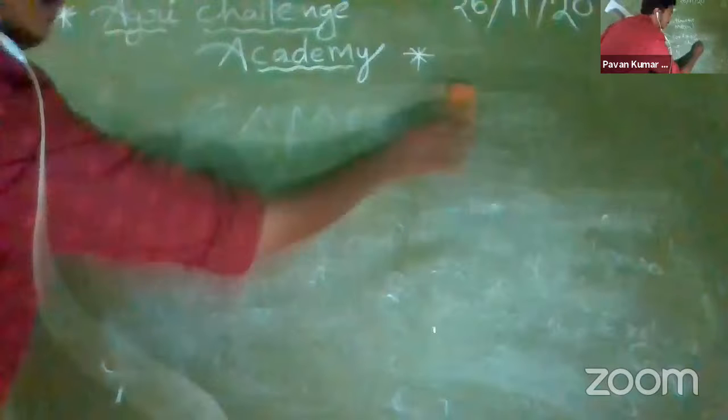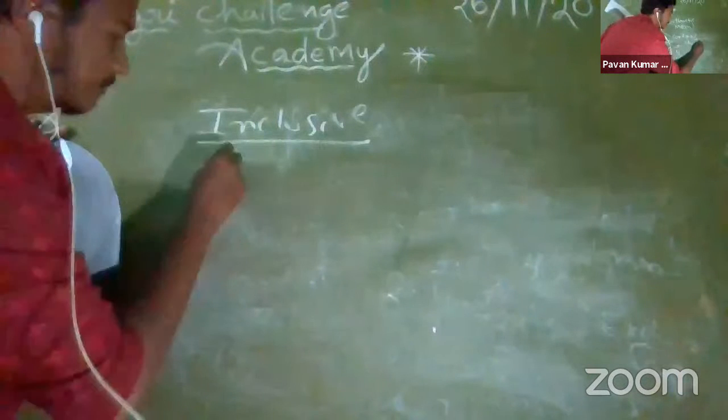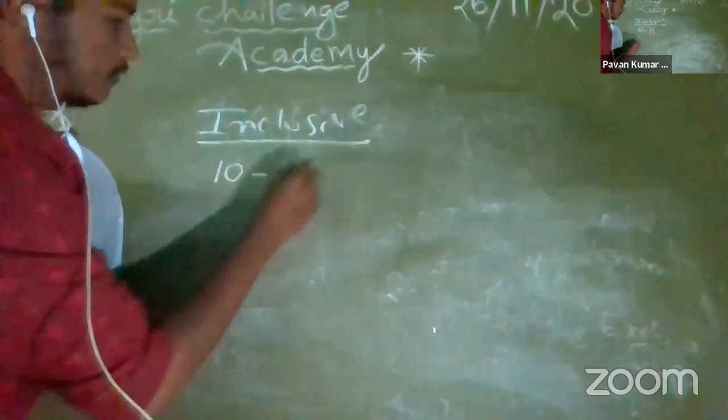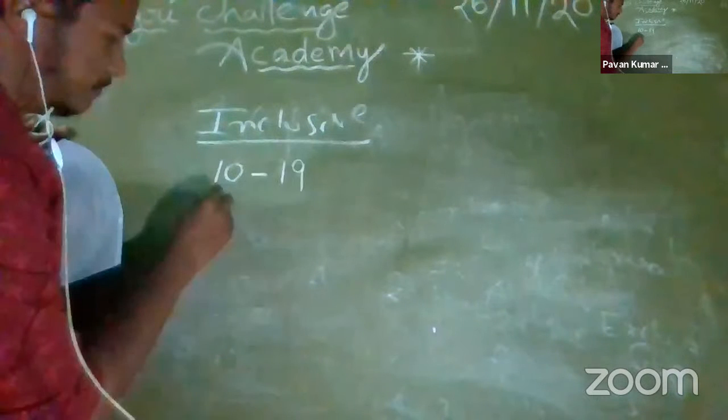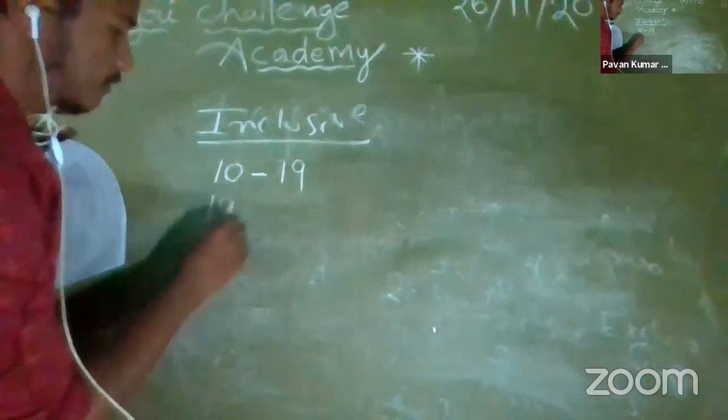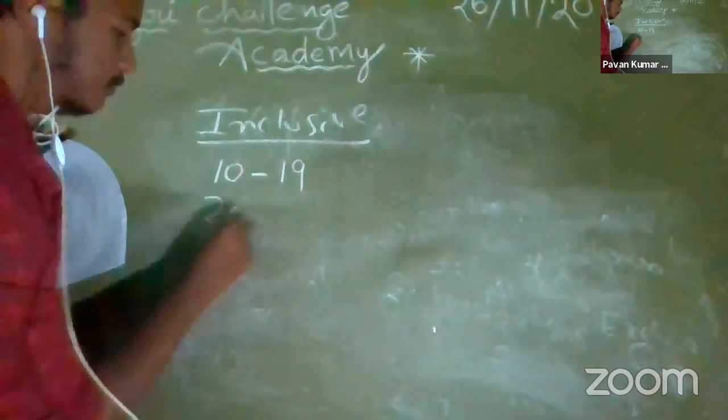In inclusive type, the class intervals look like this: 10 to 19, 20 to 29.